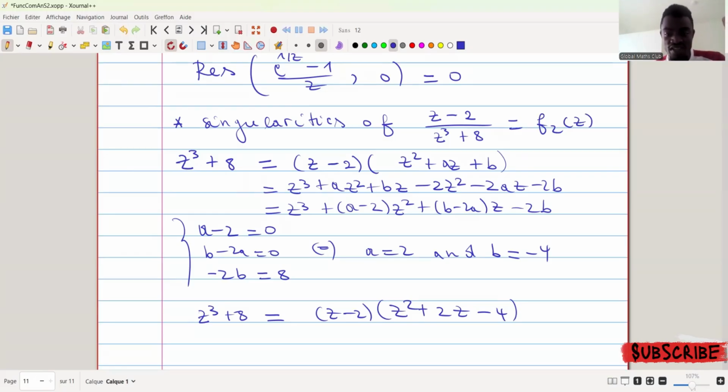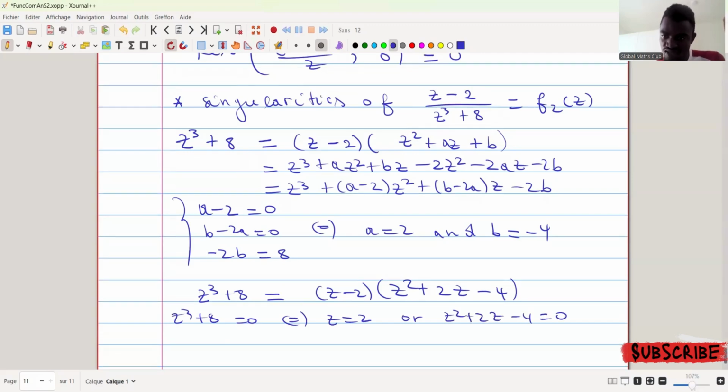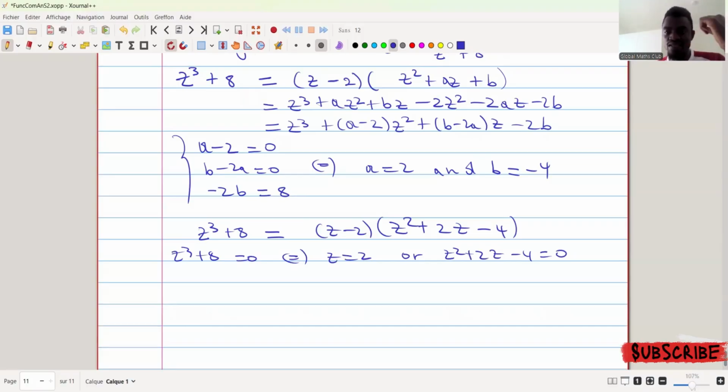So now this one, if you take it equal to 0, we have z equal to 2, as we know. Equal to 0. Now, if you compute the discriminant here, you need to solve this. So it is 4 here.